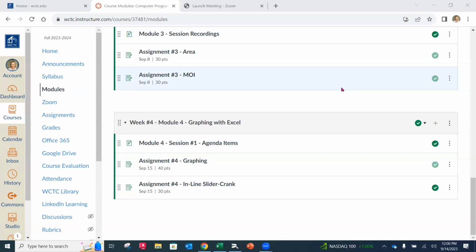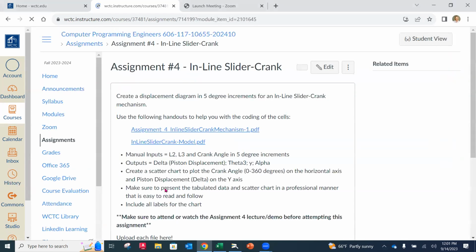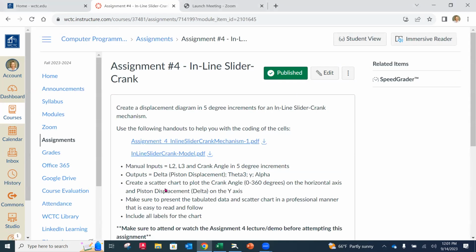So I want to get you guys started right away on the second assignment for module number 4. It's an inline slider crank mechanism where we're going to be predicting what the displacement is going to be, or the piston travel, if you would. I want to go over that assignment because that'll be rounding out this particular module, which is graphing with Excel.